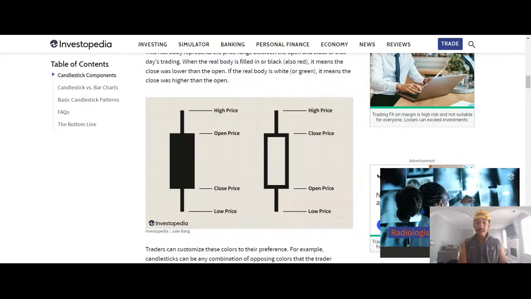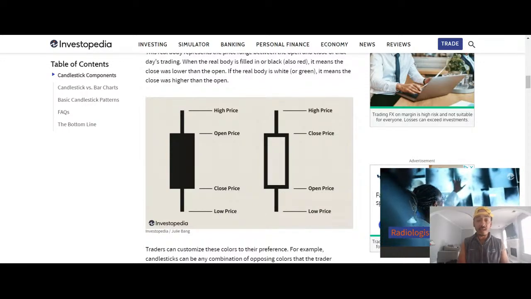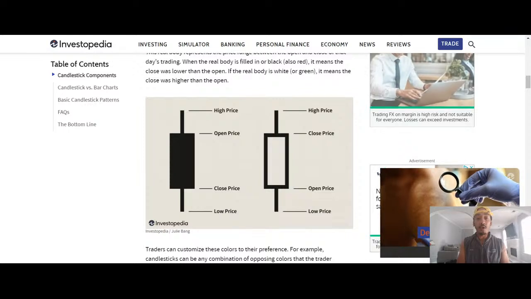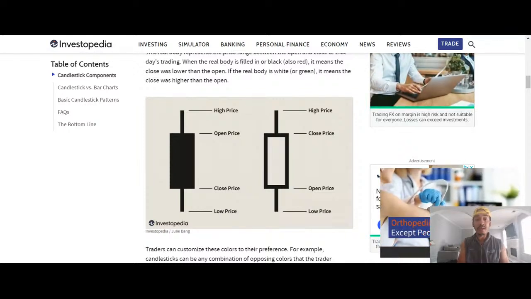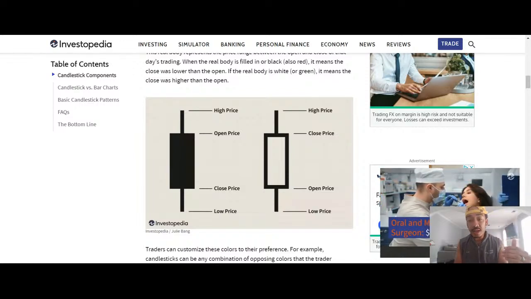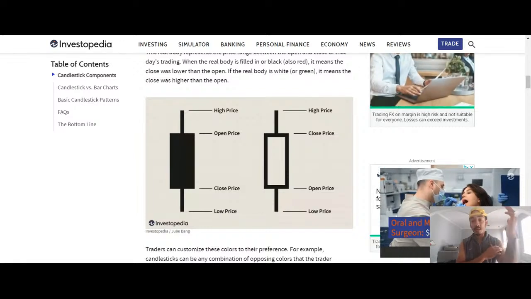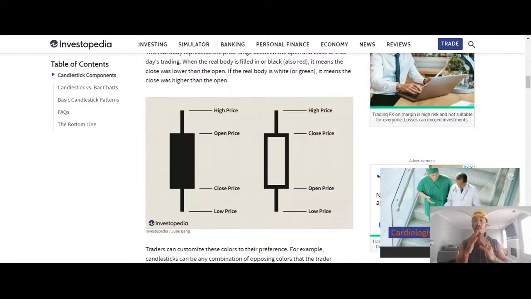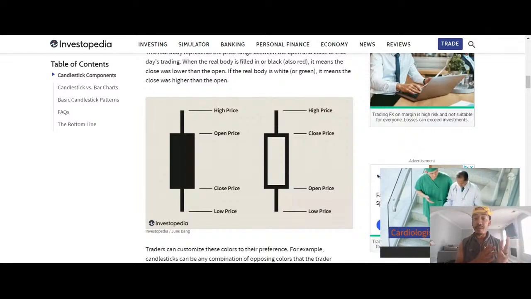The low of that time frame was here, which means most likely it went down initially, went all the way up to the high point, and then probably came back down to where the close point is. So remember, on green candles, the bottom of the candle is the open, the top is the close. On a red candle, the top is the open, the bottom is the close. And the wicks are whatever happened in between.